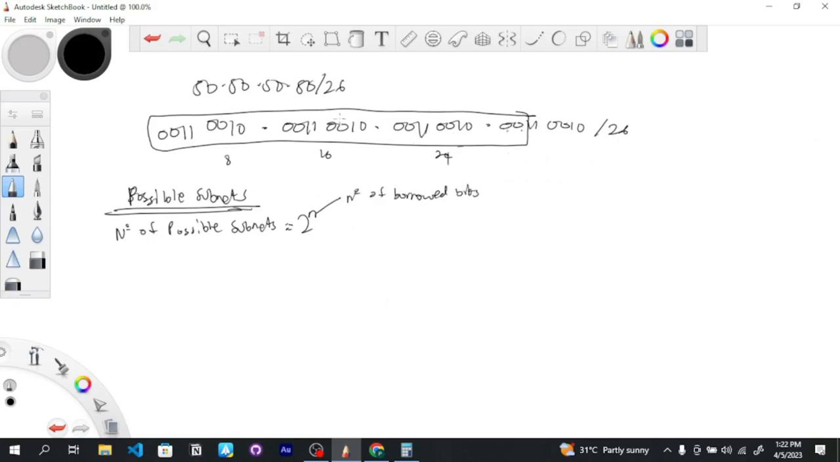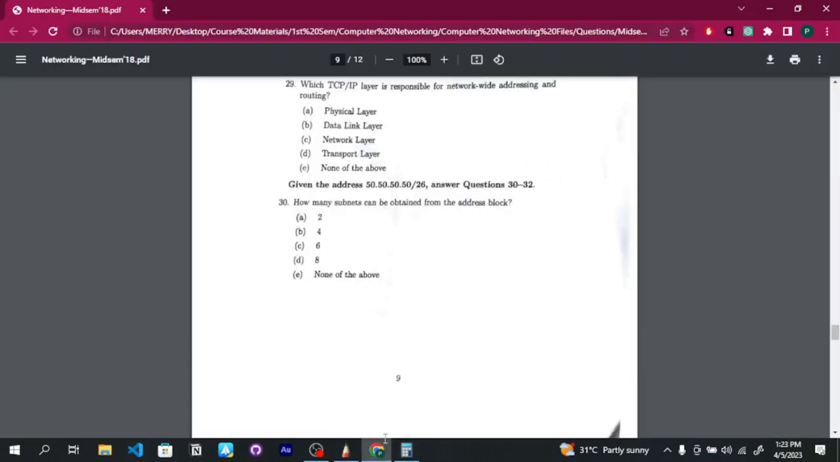Borrowed bits is the number of bits that deviate from your classes. Our classes only have standards like /8, /16, /24. So how many have we borrowed from our class? That is two. We borrowed two because our prefix is /26. So 2^2 is 4. So we can have 4 possible subnets. It's very light. So here our answer is 4.